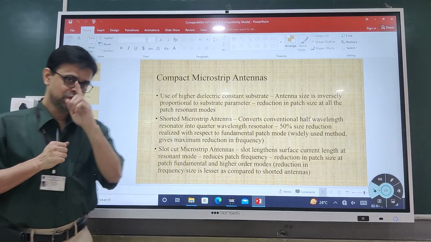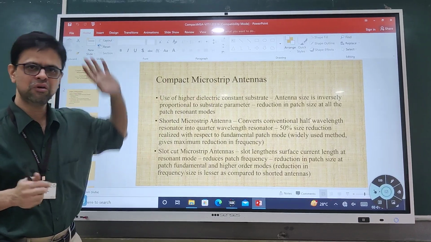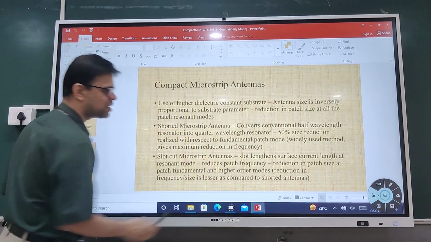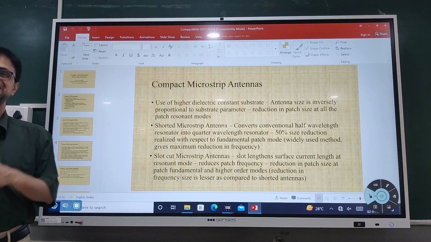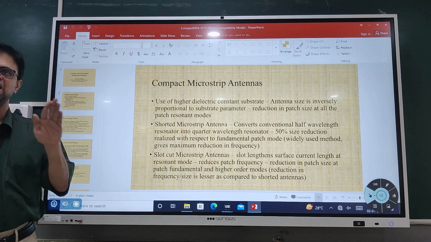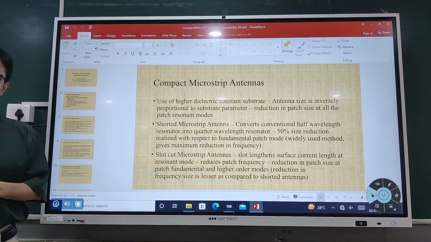Okay, of course, a very important concept. If I just compare these two, of course this method is ruled out, so I am not comparing it. Within these two techniques, the slot cut antenna offers a lesser reduction in the resonance frequency compared to a shorted design. We will talk about that comparison later.